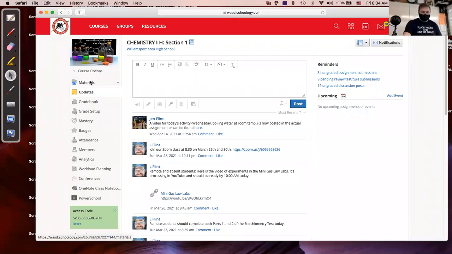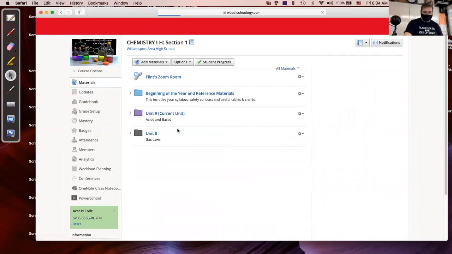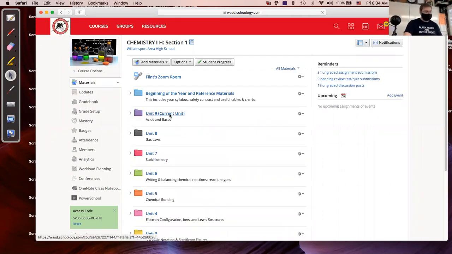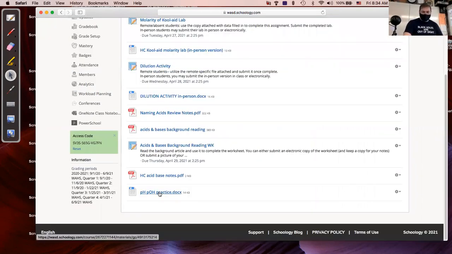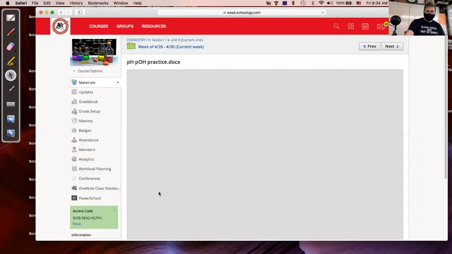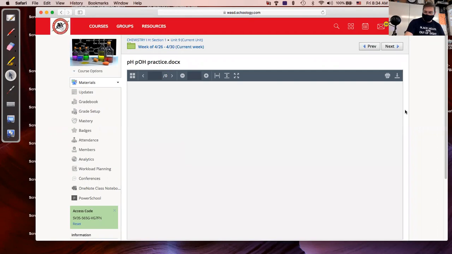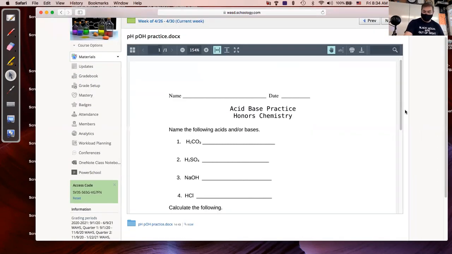Okay. Anyway, in the materials section of the course, in the current unit, Unit 9, you'll find in the folder for the week the last thing at the bottom says pH, pOH practice. Those are some problems that if you were here in class yesterday, you picked up. Otherwise, these are problems that you can work on during this period and also over the weekend.